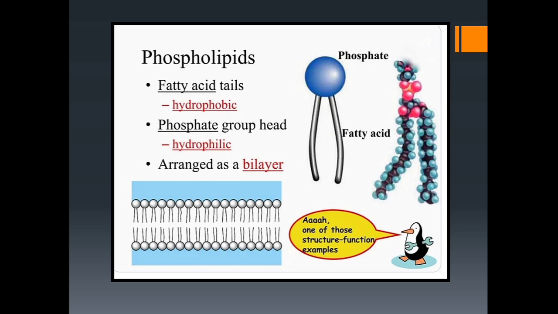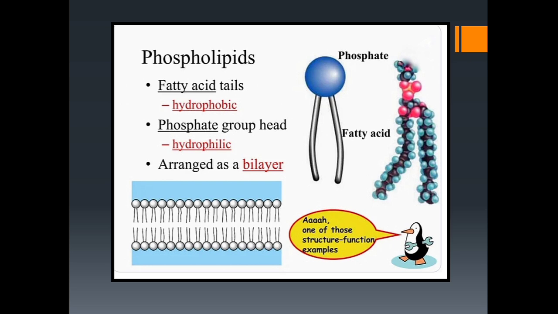Next, the phosphate group, that is the head group, is hydrophilic in nature. Hydro means water and philic means loving. So the head part of the phospholipid, made up of phosphate, is a water-loving part. It always wants to mingle with water and likes to be near water. That's why it is hydrophilic in nature.